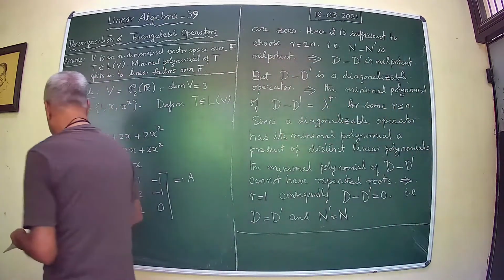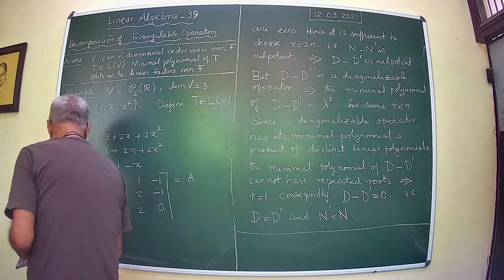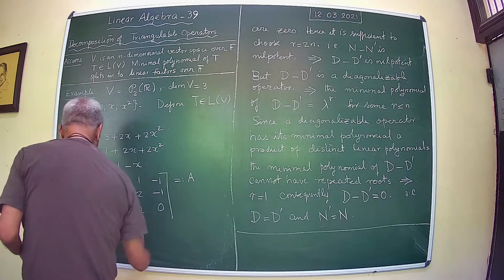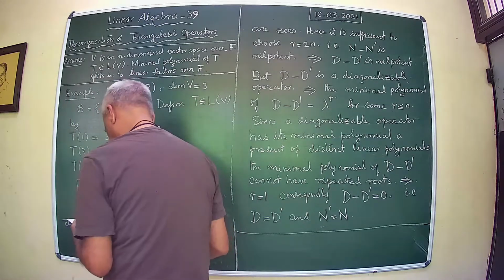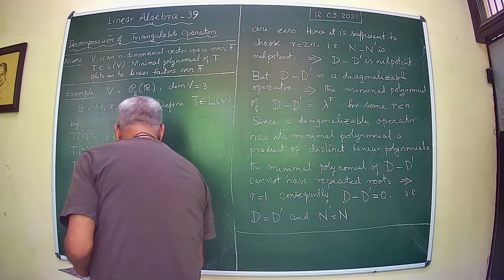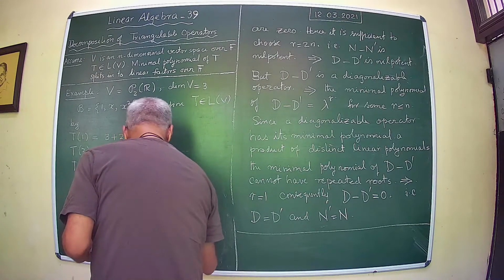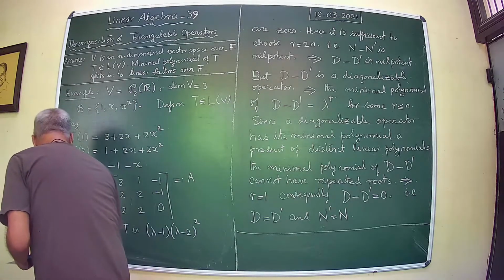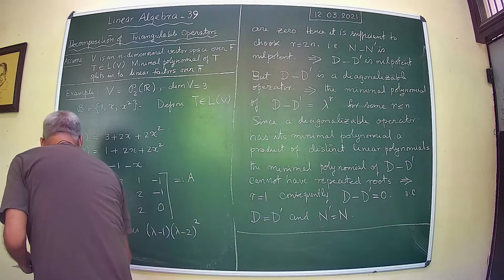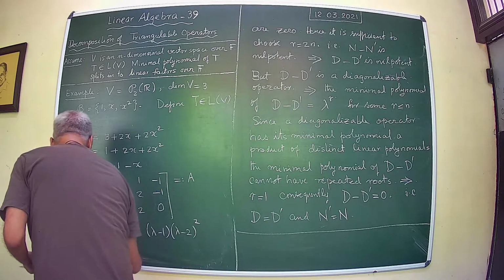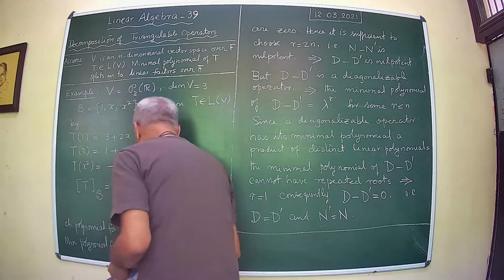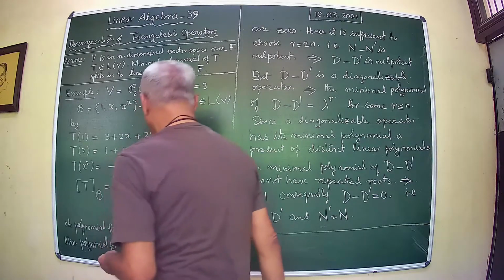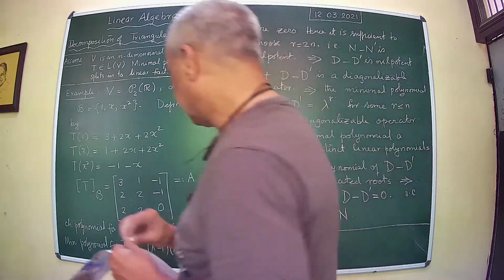Now the minimum polynomial, the characteristic polynomial, so also the minimum polynomial is the characteristic polynomial itself. So this doesn't diagonalize, so T does not diagonalize.